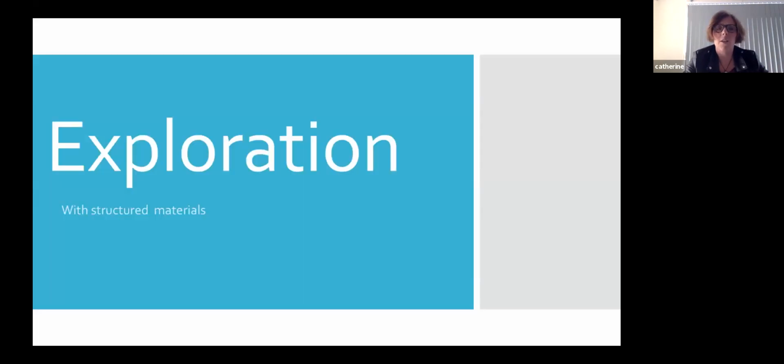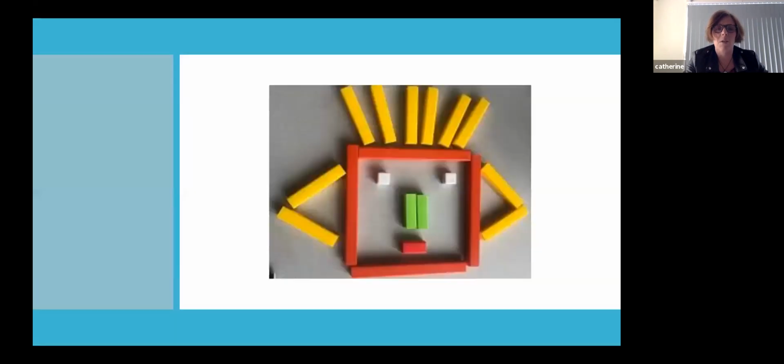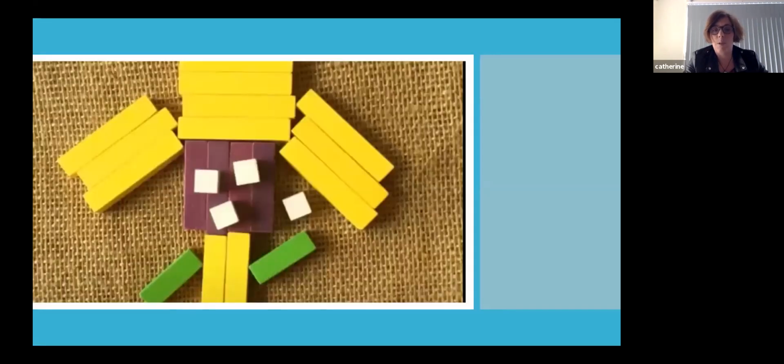I'm going to continue on to my next point. If you want to use concrete structured materials, you need a time of exploration in order for the children to have a full grasp of what these structured materials can do. And by exploration, I really do mean exploration.